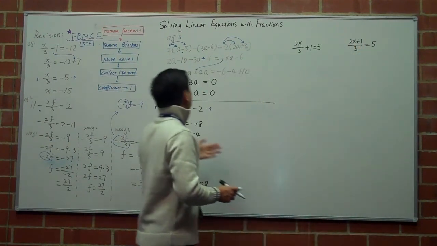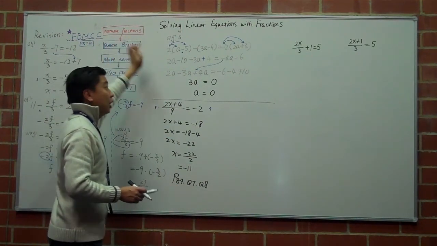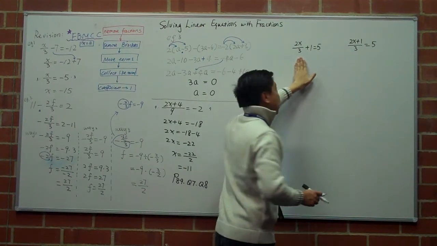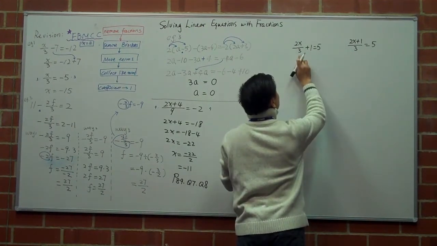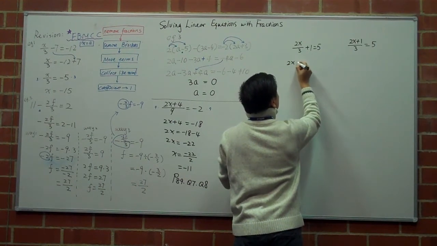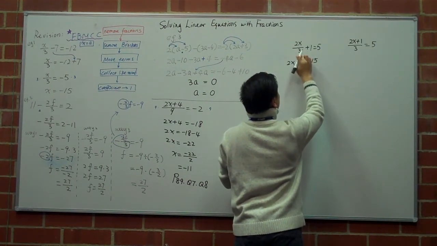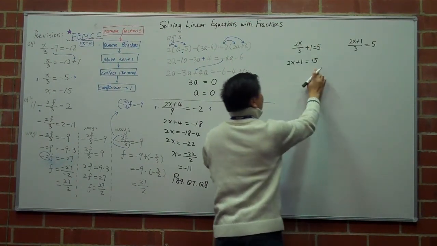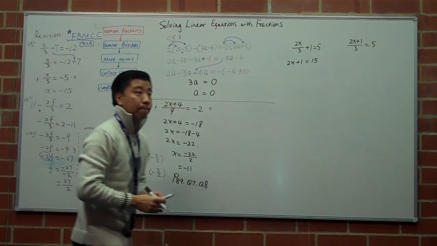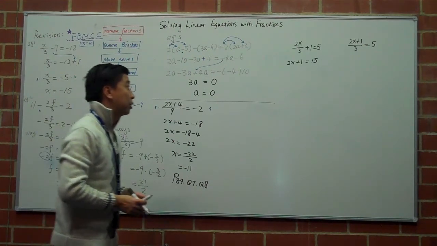And some people think, alright, Mr. Huang said I have to remove fractions first. So for this question, some people said, oh, I remove fractions. So 3 is a fraction, so I do 2x plus 1 equals 15. I times 3 on both sides, so I can have this one. Is that correct? No, it's not correct. Very good.